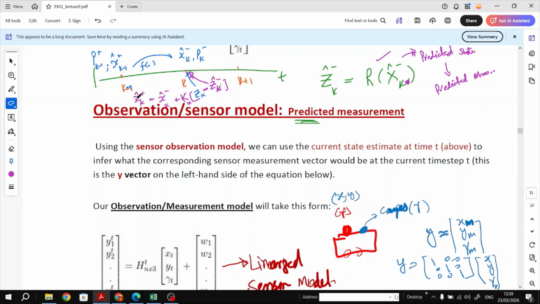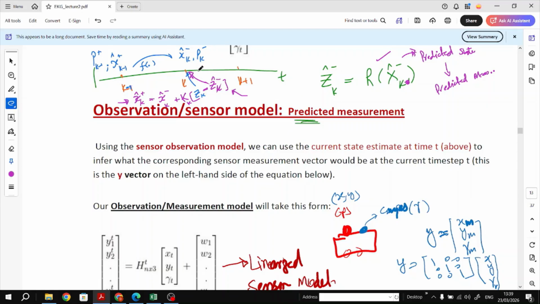This is your main equation of the Kalman filter algorithm. Using the difference between the predicted measurement and the actual sensor measurement, multiplying with the Kalman gain, and adding to the predicted state, you update your state. This is the main equation of the Kalman filter type of algorithm.